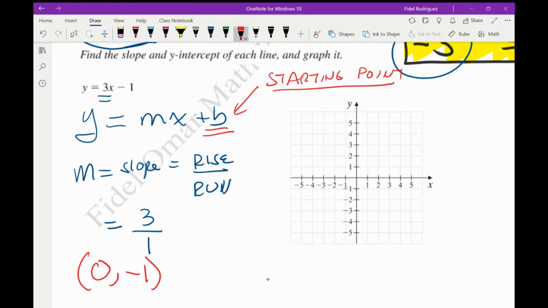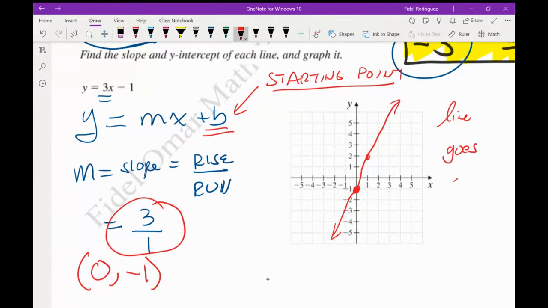Okay, so the first thing I'm going to do is I'm going to say, okay, where's the point 0, -1? From the middle, we stay here, and then we go down 1. So 0, -1 is right there. And then since my slope is 3 over 1, I'm going 1, 2, 3, and over 1. And there's our line, right? And if you notice, guys, our slope was positive. So our line goes up.